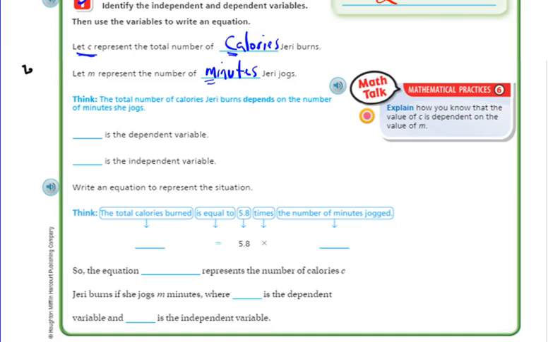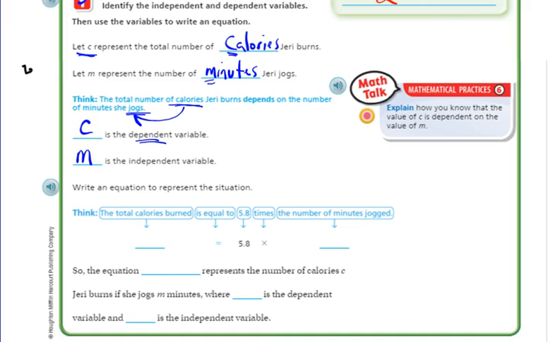So we're going to think to ourselves, the total number of calories Jerry burns depends on the number of minutes she jogs. So the calories depends on how far you're going to jog. The further you jog, the more calories you burn. If you jog for 5 minutes or 15 minutes, that's going to change the amount of calories that you burn. So we're going to say that the amount of calories, C, is our dependent variable. And we're going to say that M, the number of minutes, is the independent, because as M changes, that changes the amount of calories we have.